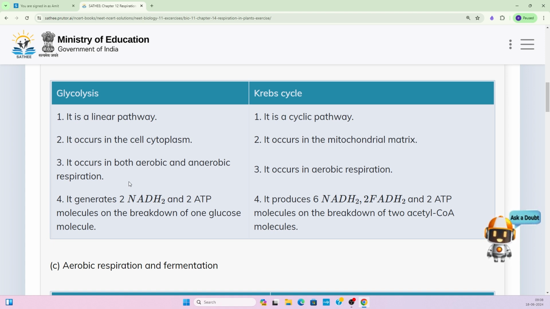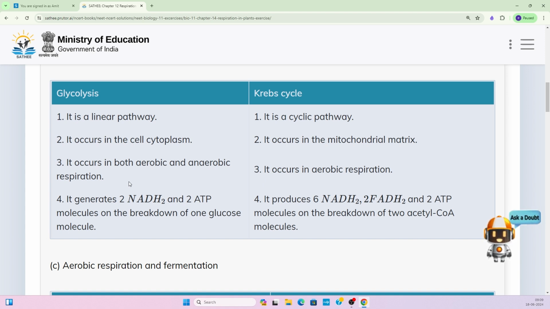But 2 NADH2 is also generated in the glycolysis process. So here, the glycolysis process generates 2 NADH2 and 2 ATP molecules on the breakdown of one glucose molecule. Whereas the Krebs cycle gives 6 NADH2.